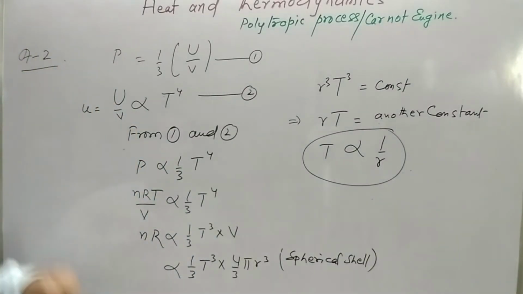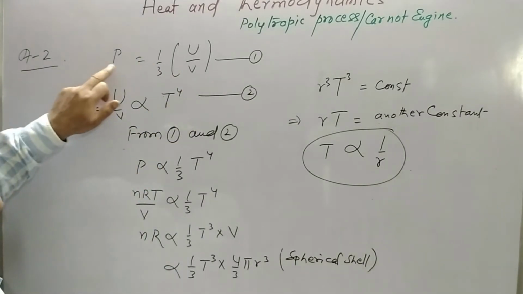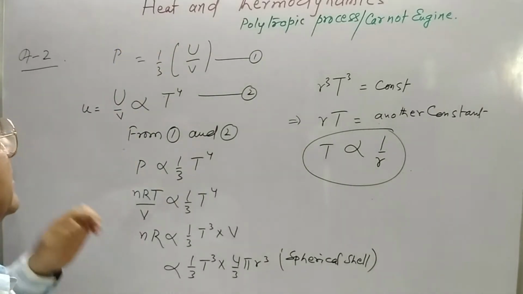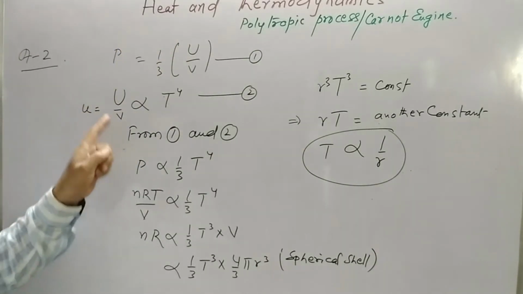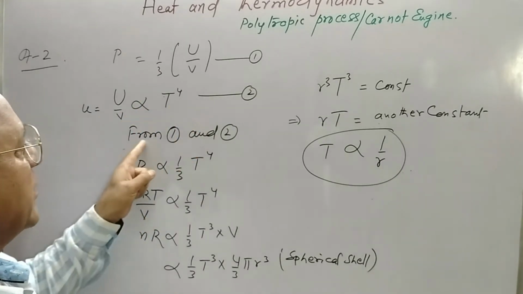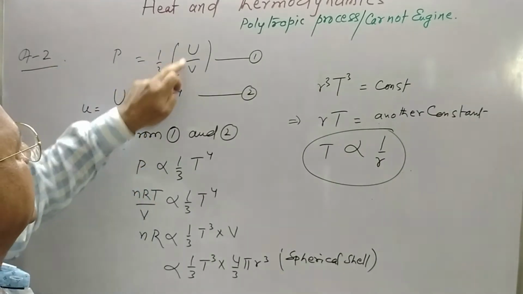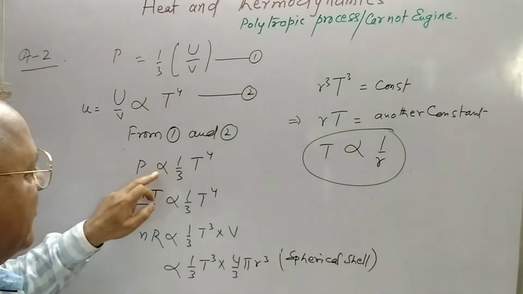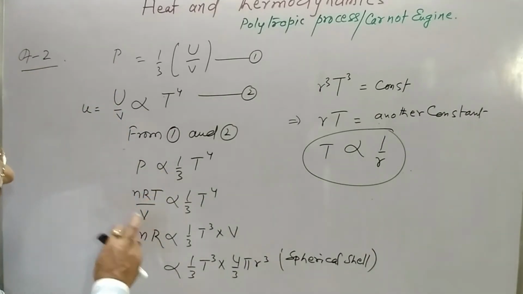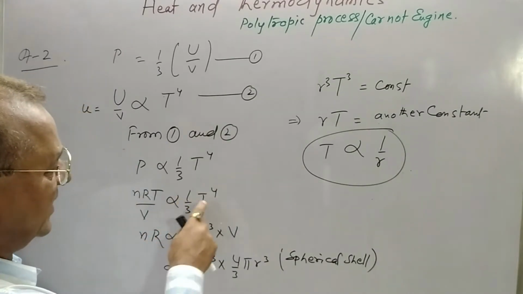Let's discuss answer number 2. You are given two relations, P = 1/3 U/V. This is also known as energy density, and the energy density itself is given to you as proportional to T⁴. From equations 1 and 2, P = 1/3 times a quantity proportional to T⁴, so I have put proportionality here. Using PV = nRT, P = nRT/V.